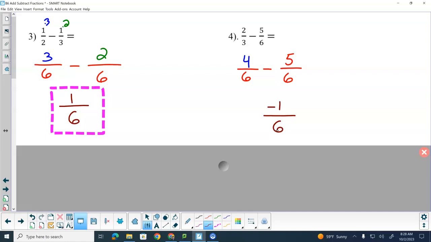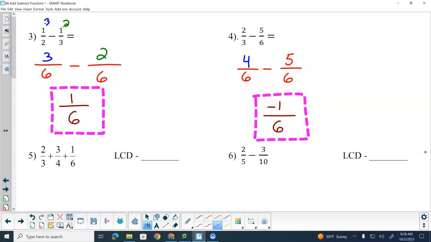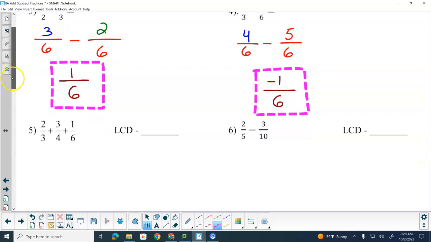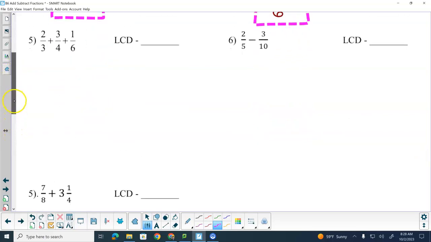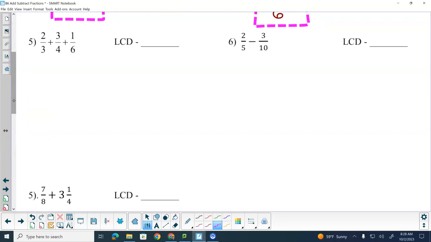Can that fraction be reduced? No. Okay? So what I would like you to do now is the next 3. Okay? So you're doing those 3. Go.